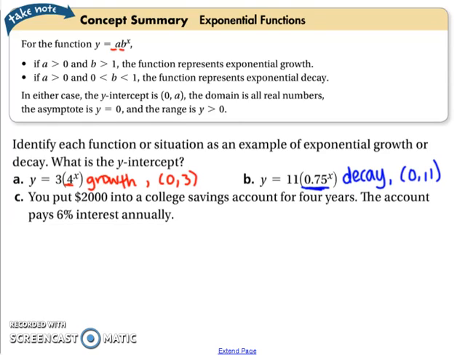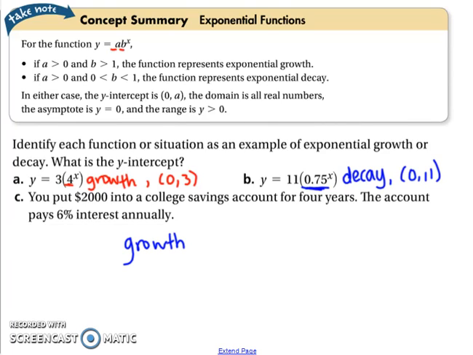And now C, looking at an application. You put $2,000 into a college savings account for 4 years. The account pays 6% interest annually. So just think about this. If you have an account and it's paying you interest, are you gaining money or are you losing money? Is it growing or is it decaying? Since you're going to be gaining money, this is a growth.